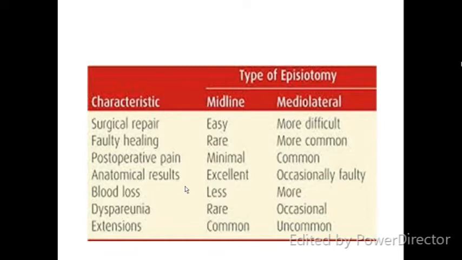Blood loss is less in midline and more in mediolateral. Dyspareunia is rare in midline and occasional in mediolateral. It's more in lateral, less in mediolateral, and rare in midline, because scarring is less in midline. Extension is common, as I told you. Midline usually extends to a fourth-degree perineal tear, and this is very uncommon in mediolateral because it's very distant from the anus.